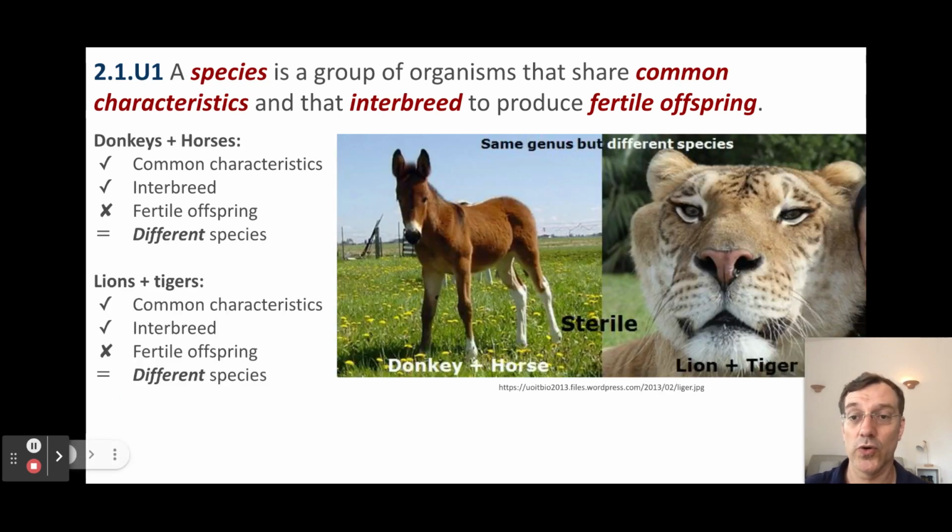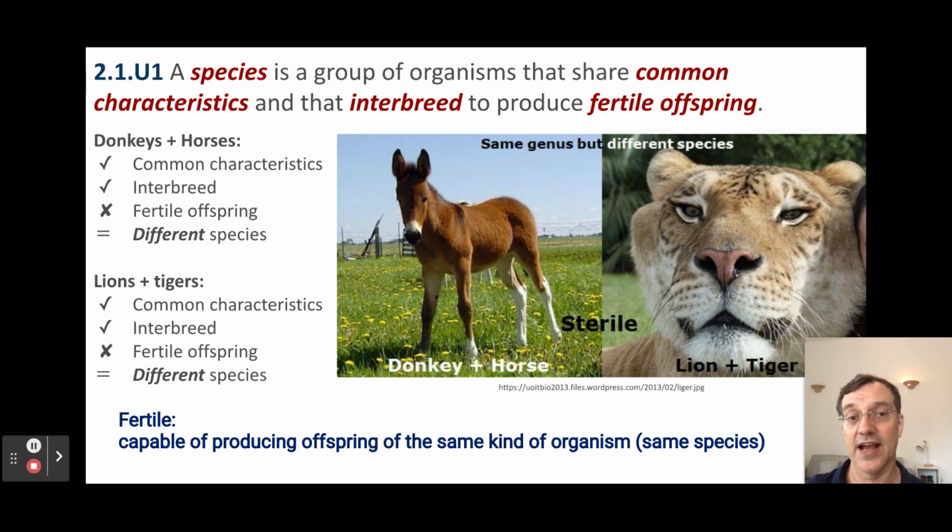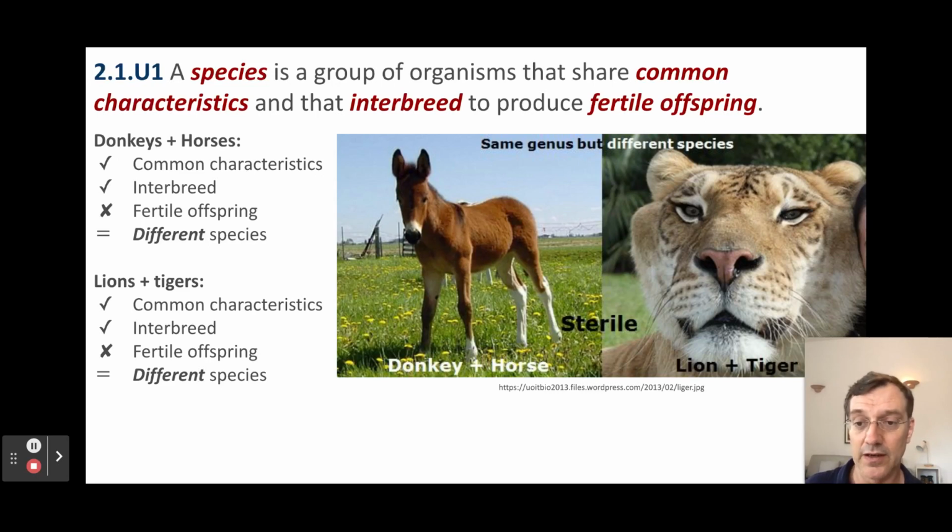Right? Donkeys and horses are in the same genus, which means they're closely related, and they are capable of interbreeding to produce a mule. But the offspring are not fertile. In other words, the mules cannot breed and produce offspring. Therefore, donkeys and horses are different species. Same thing with lions and tigers. They're closely related. They're in the same genus, and they are in fact capable of interbreeding and producing an offspring, but those offspring are sterile. Therefore, lions and tigers are classified biologically as different species.